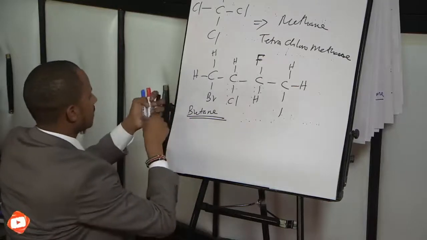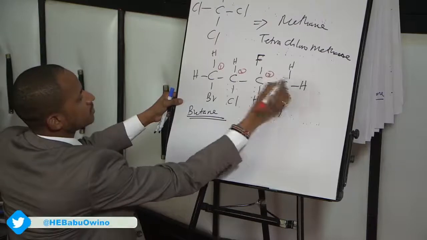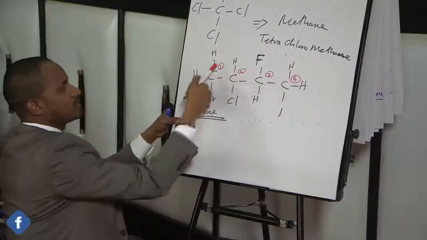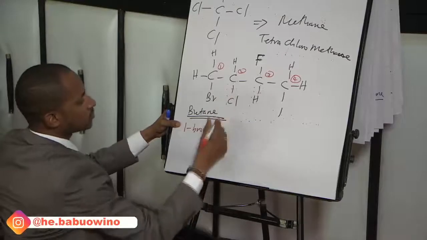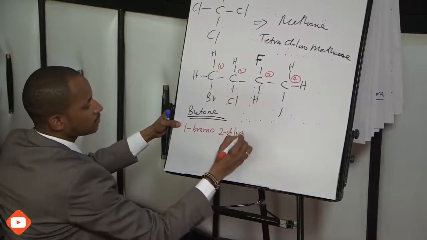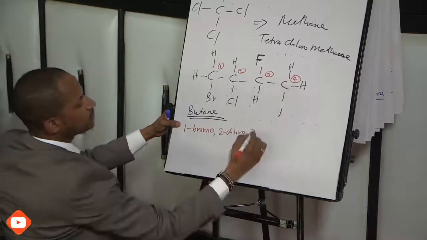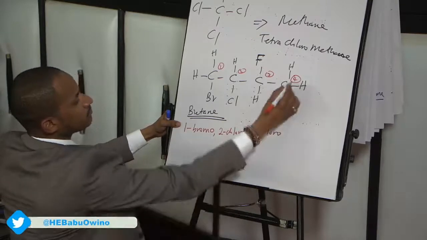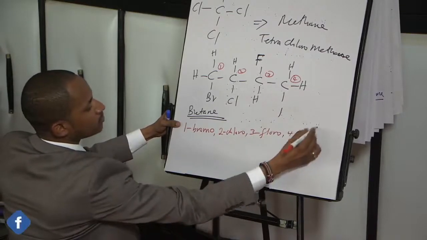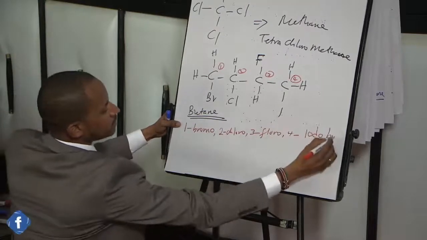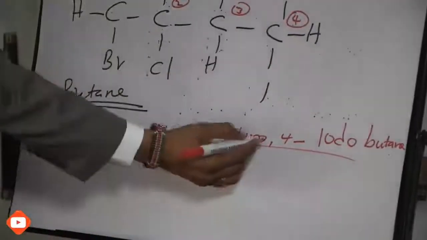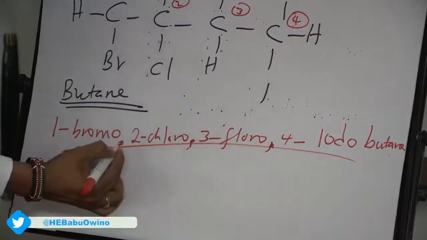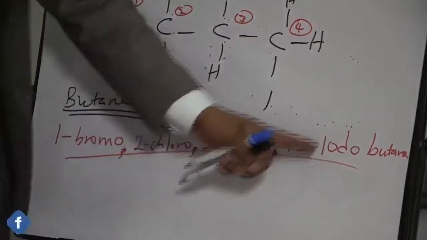So we identify how they fall in the various chains, 1, 2, 3, 4. So we can see bromine falling on 1. So you say 1-bromo, 2-chloro, 3-fluoro, 4-iodo, but the name is butane. Class, repeat after me. 1-bromo, 2-chloro, 3-fluoro, 4-iodobutane.